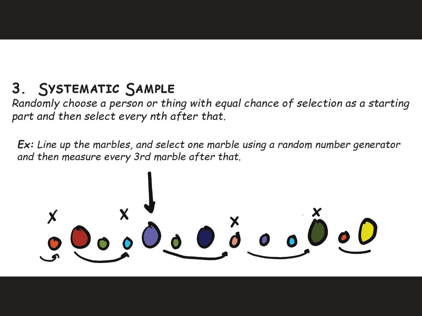Systematic sampling, you would randomly pick a number, line them up, randomly pick a number, and then you do every 3 after that until you get the number of marbles that you would want. This also is good because everyone still has an equal chance of selection because you are picking a random starting point. This would not be good if you were always using the first marble as your starting point. Then this would be bad because 2 and 3 would never have a shot of being picked.